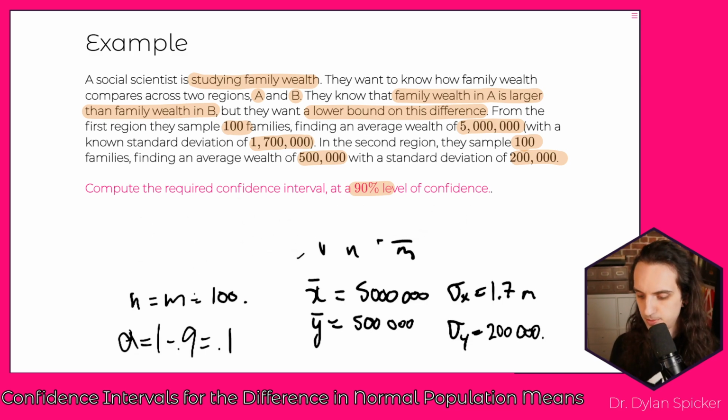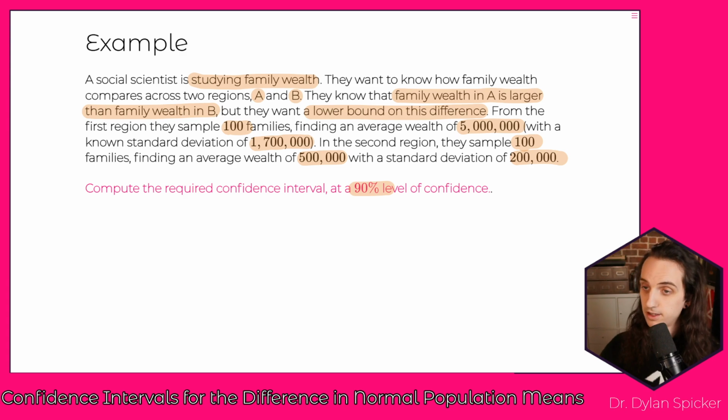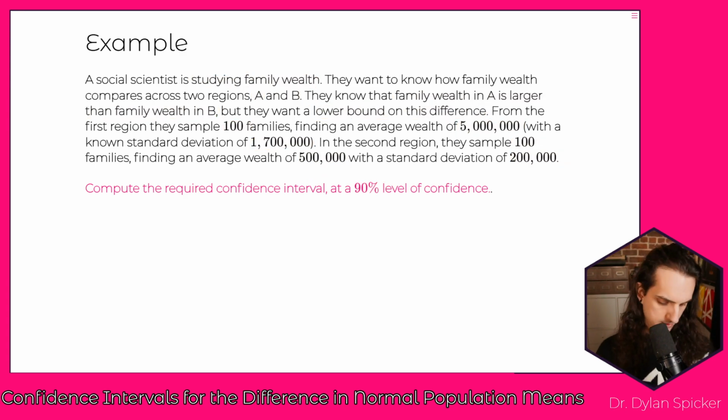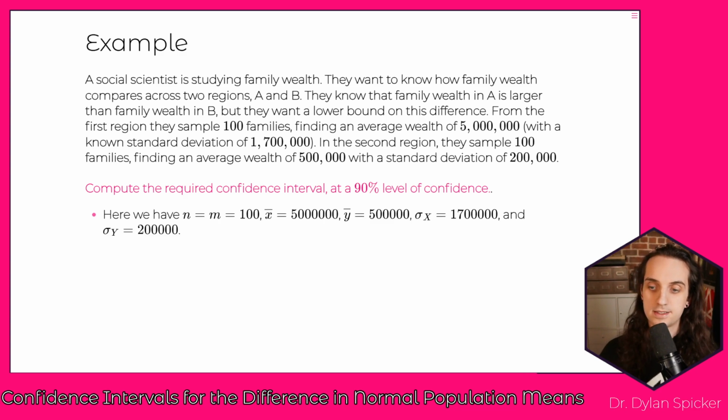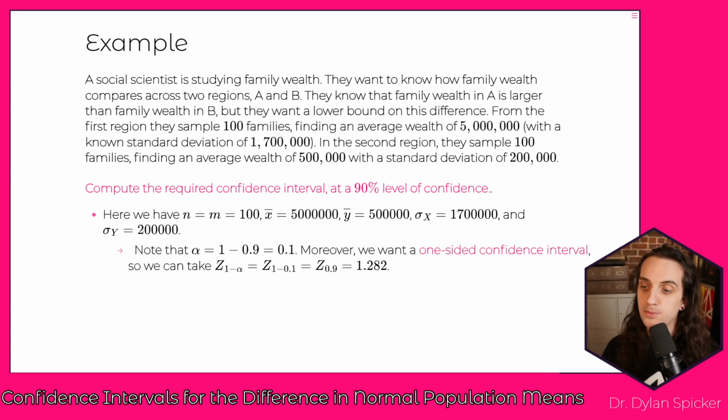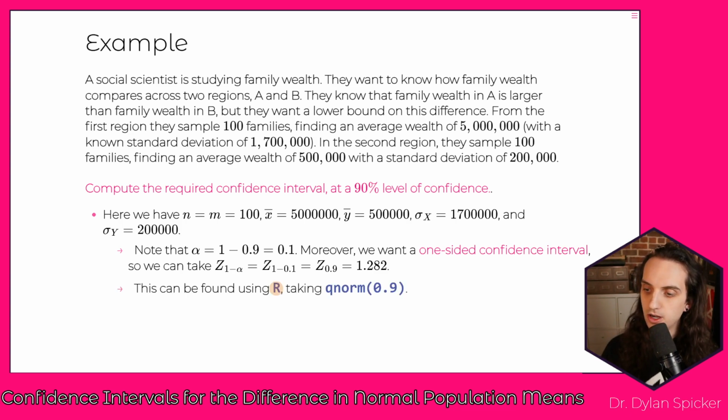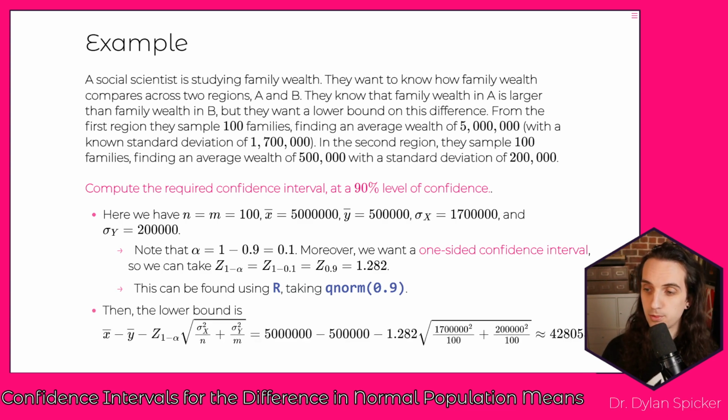Then we can plug those values into the relevant formula. We have n equals m equals 100, x bar is 5 million, y bar is 500,000, sigma x is 1.7 million, sigma y is 200,000, and alpha is 0.1. Because we want a one-sided confidence interval, we take z of 1 minus alpha, which is z of 0.9. This is going to be 1.282. If we want to get this using R, we take qnorm of 0.9, because qnorm gives us our z critical values. That's how we get that 1.282.